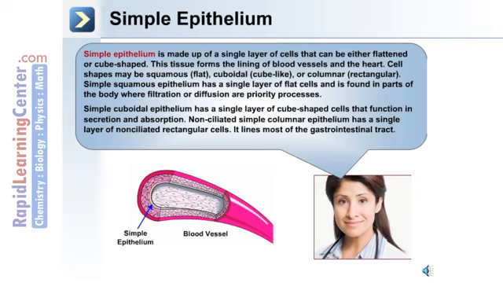Simple squamous epithelium has a single layer of flat cells and is found in parts of the body where filtration or diffusion is a priority. Simple cuboidal epithelium has a single layer of cube-shaped cells, and they function in secretion and absorption. Non-ciliated simple columnar epithelium has a single layer of non-ciliated rectangular cells, and it lines most of the gastrointestinal tract.